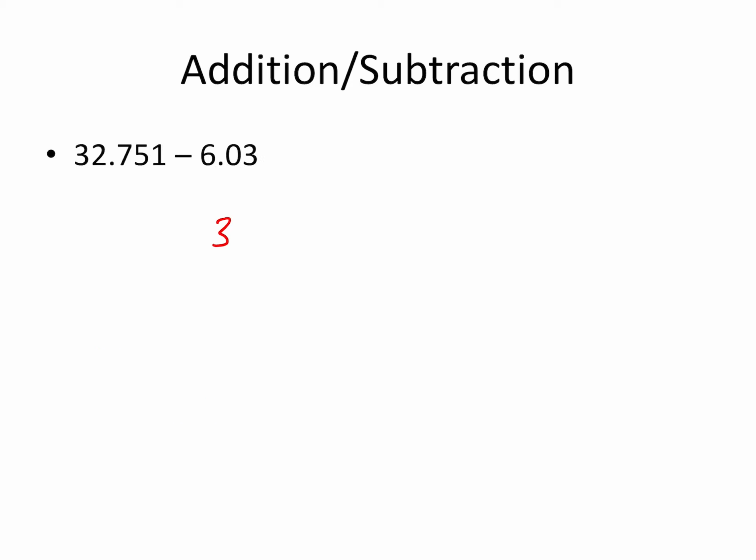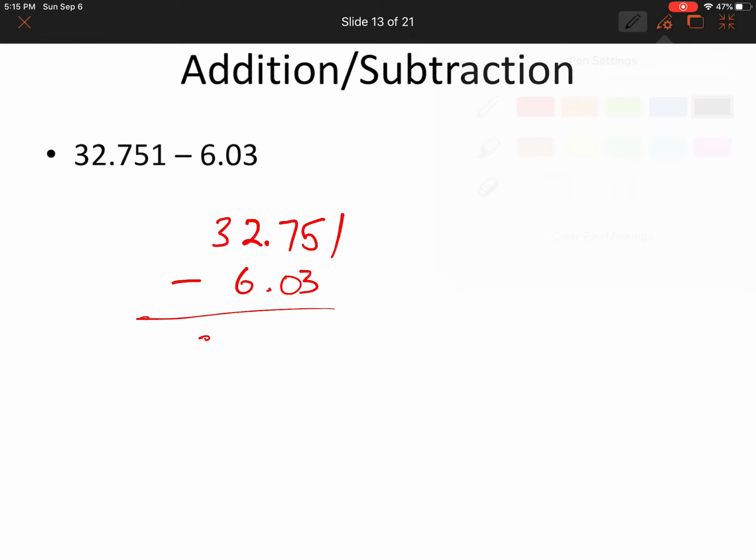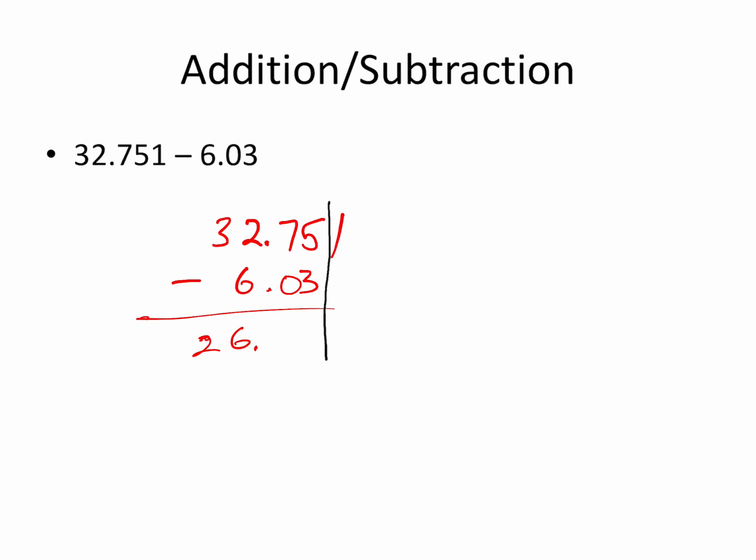And we have some subtraction here. 32.751 minus 6.03. And so we end up with, let's see, draw the line after the hundredths place. So we've got 26.721. And so my answer then is just 26.72.